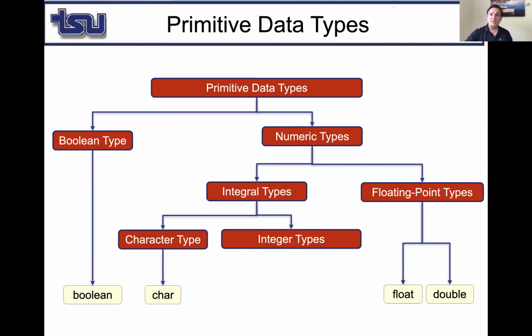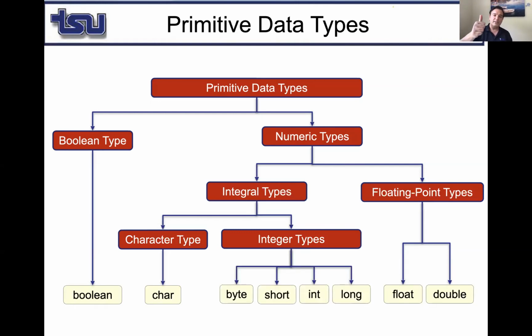Only one data type, primitive data char. Integer types, we have 4 of them: byte, short, int, long. So this tells us that we have 8 primitive data types: Boolean, char, byte, short, int, long, float, double.